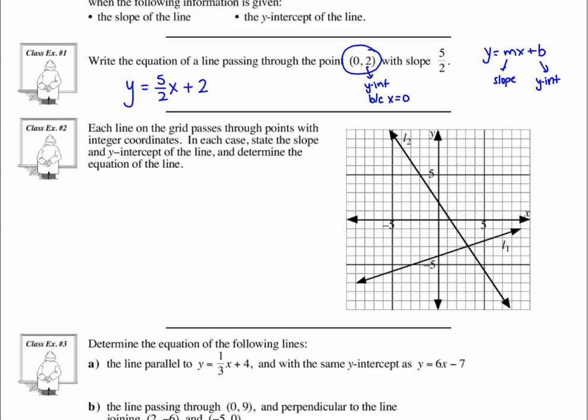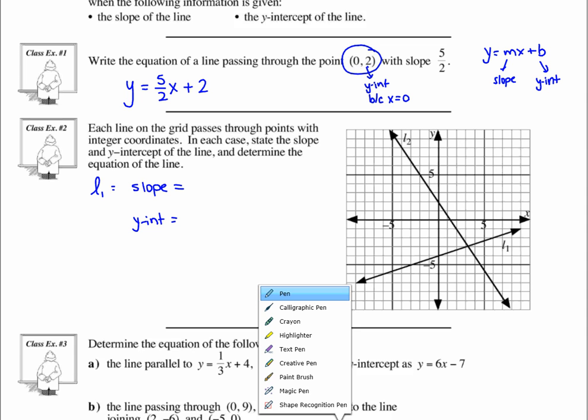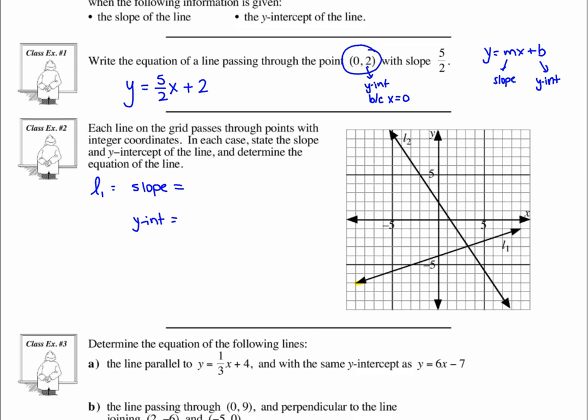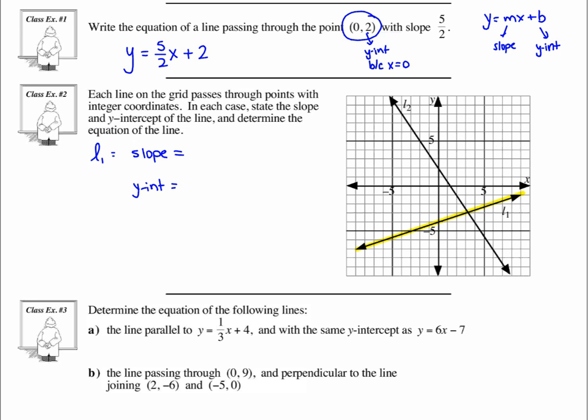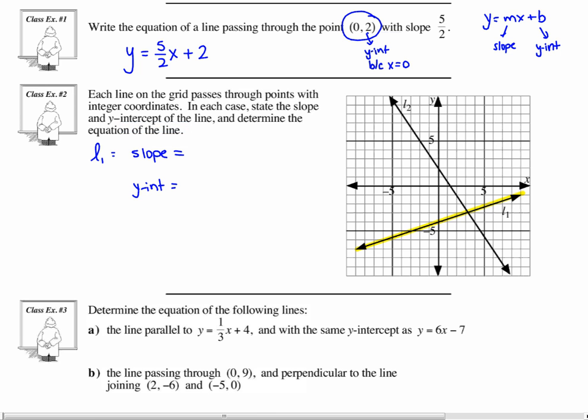Okay, let's just do one line. Line 1 or line 2? Okay, line 1. It says state the slope and the y-intercept. So I'd like you to look at line 1 and write down the slope and the y-intercept. You should be able to do this. Figure out the slope and the y-intercept from the graph, just looking at line 1, just this line here.